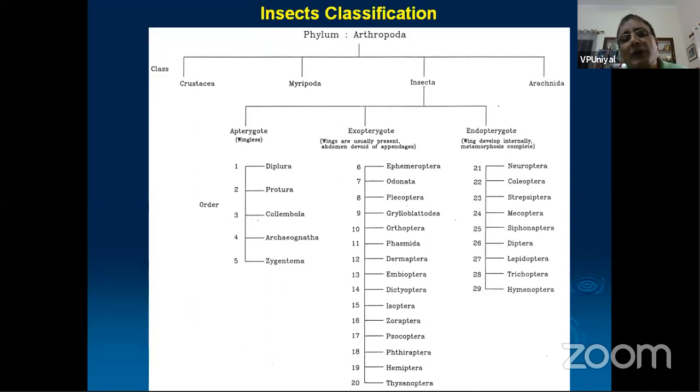Orders means groups of insects, like Odonata, dragonflies; Orthoptera, grasshoppers; Dermaptera, earwigs; Isoptera, termites; Hemiptera, bugs; Thysanoptera, thrips. Even this one particular group, Thysanoptera, you may not know about. In this order, some of the species you can't see with your naked eyes.